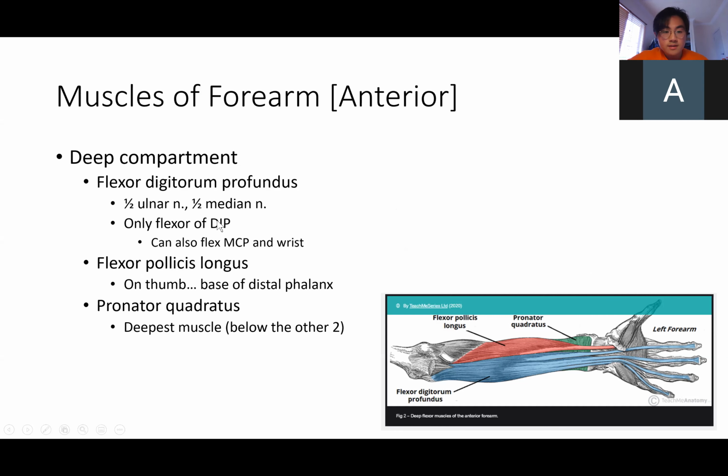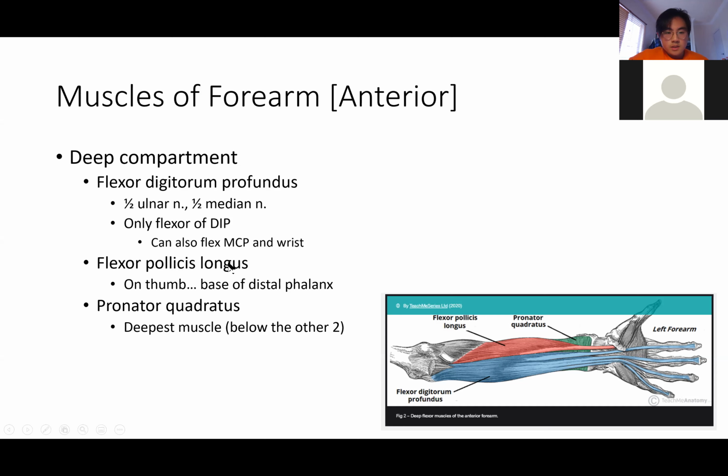So it's the only flexor of the distal interphalangeal joint. You can also do all the other flexion things, all the other flexors. So MCP stands for metacarpophalangeal joints. So your metacarpal bones are these ones, and your phalanges are these ones. And pronator quadratus is the deepest one.